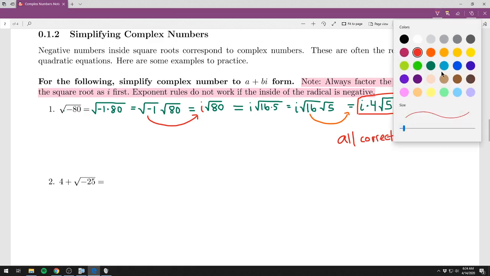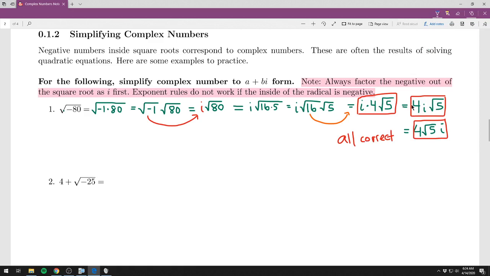I just want to add in a little note here. We do not put the i in the square root by accident. Okay, so you put it in the back, but it's got to go outside of it.